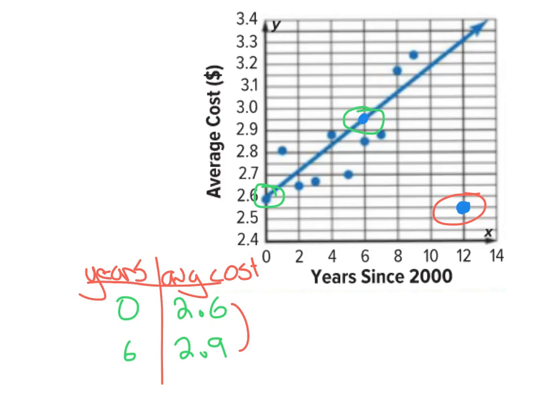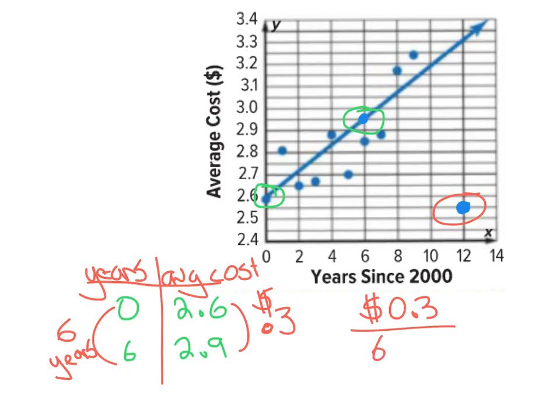So let's find my change in y. I will subtract 2.9 minus 2.6 to find the difference, and that is a positive 0.3. And to get from 0 to 6, we just have 6 minus 0, which is 6. Okay, now I want to write my slope as a fraction, so I've got $0.3, or 30 cents, per every 6 years. Now what that means is that the average cost per 6 years is going up by 30 cents.